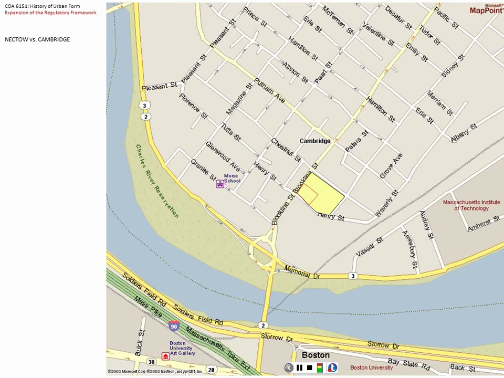Well, what had happened is that the city of Cambridge had passed a zoning ordinance in which, to the left of Brookline Street here on the map, was all residential, and everything between here and the railroad tracks was industrial, including the Necco factory, which was a little further up. And the city then zoned this industrial and zoned this residential.